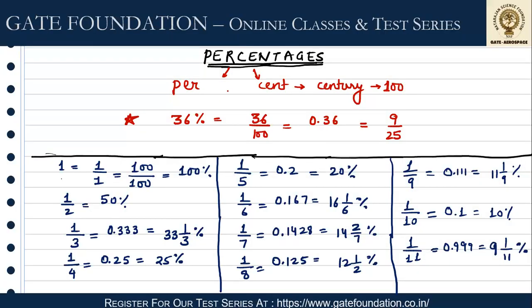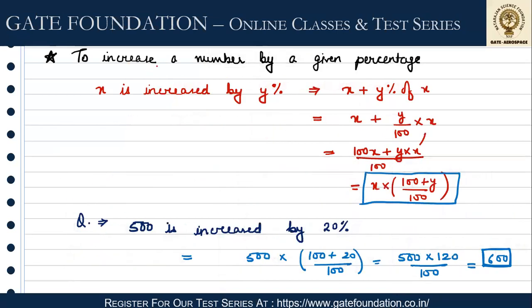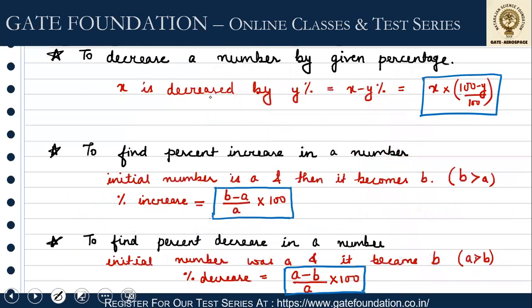So we understood it in terms of basic percentages. Percent basically means out of 100. So if 1 is equivalent to 100%, 1 by 2 is equivalent to 50%. Similarly, what we need to understand is that any of these percentages can be converted into ratios, and any of these ratios can be converted into percentages. Right. So we used this, and we understood that if a number has to be increased or decreased by a given percentage, how to do this.